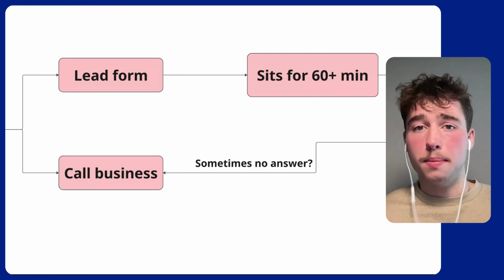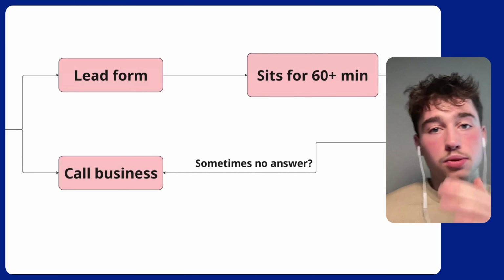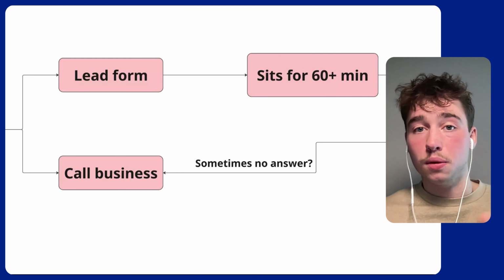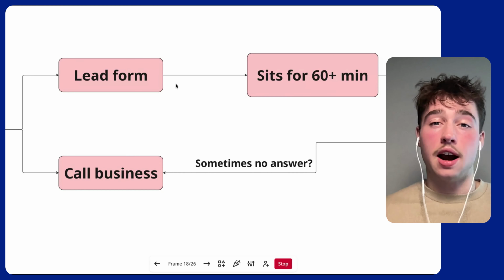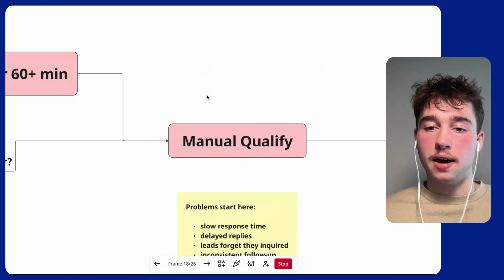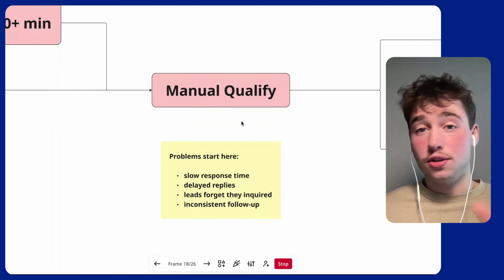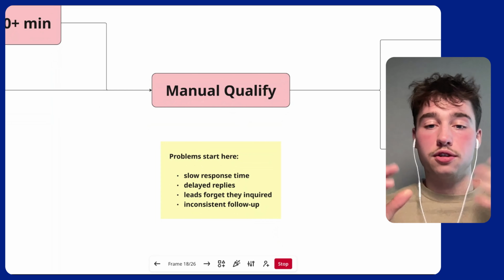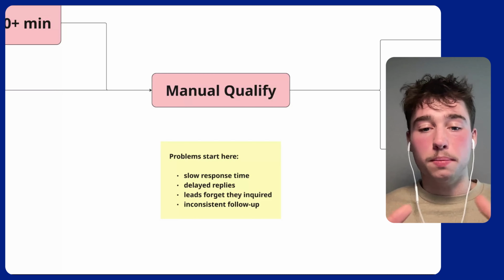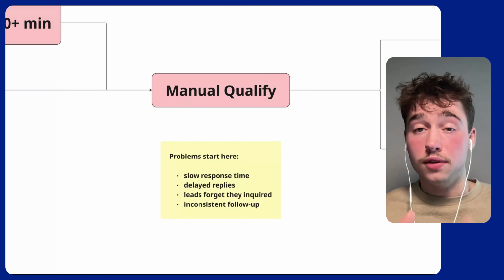Like if we're on a job, we're not specifically sitting here waiting for leads to come in. It really depends. Sometimes we get back to them right away. Sometimes they'd sit for a while. And if they sit for a while, the higher probability that they ghost and don't respond. And then we'd have to manually qualify. So this is where a lot of problems start, right? You have a slower response time, delayed replies, leads kind of forget why they inquired if you wait too long.